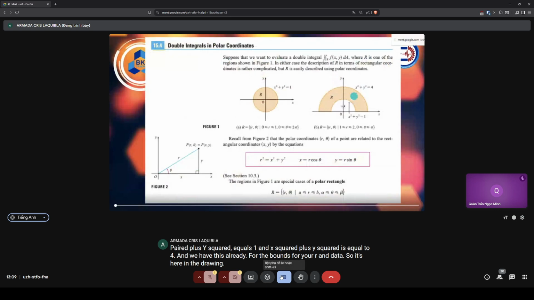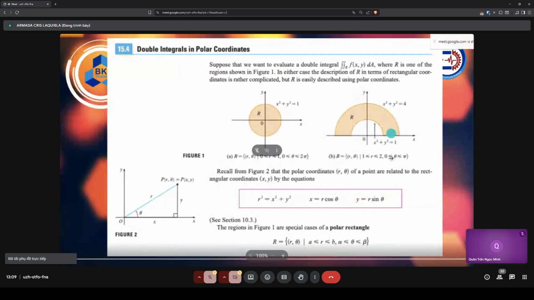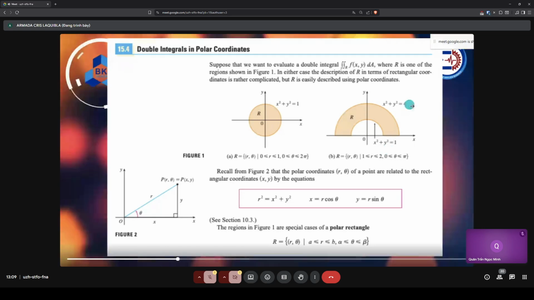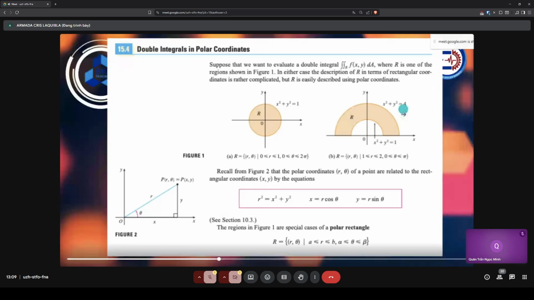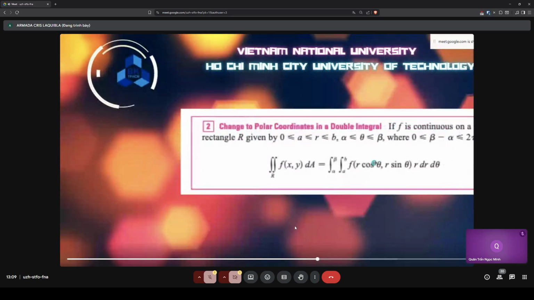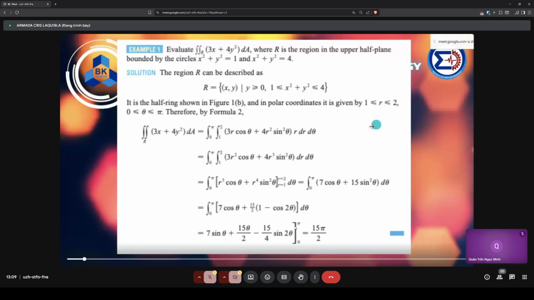So it's here in the drawing. Your r is bounded from 1 to 2 because the radius here is 1 and the radius here, this is 4, so r squared is equal to 4. Your r here, or the radius here, is equal to 2. Correct? So that's 1 to 2. And then your theta is from 0 to pi. So we have to use that here in this problem. So it's here 0 to pi and then your r is from 1 to 2.